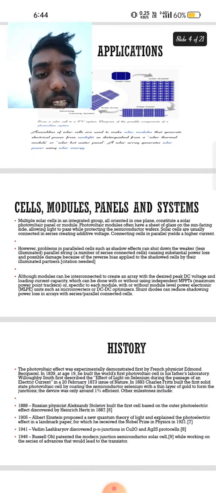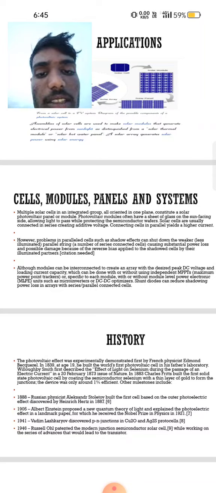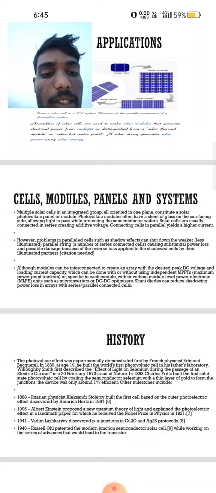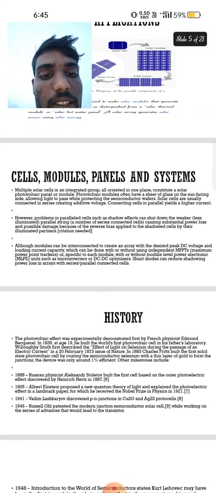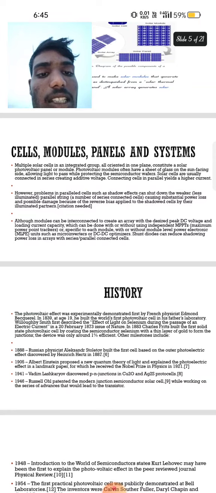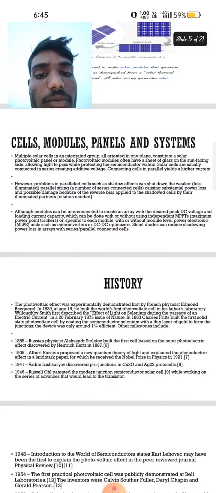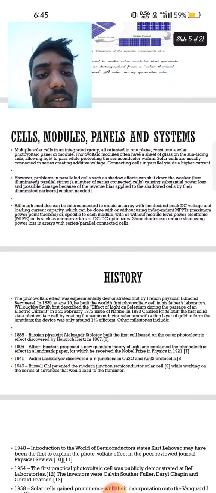Multiple solar cells in an integrated group, all oriented in one plane, constitute a solar photovoltaic panel or module. Photovoltaic modules often have a sheet of glass on the sun-facing side, allowing light to pass while protecting the semiconductor wafers. Solar cells are usually connected in series, creating additive voltage. Connecting cells in parallel leads to a higher current. However, problems in parallel cells, such as shadow effects, can shut down the weaker parallel string, causing substantial power loss and possible damage because of the reverse bias applied to the shadowed cells by their illuminated partners.